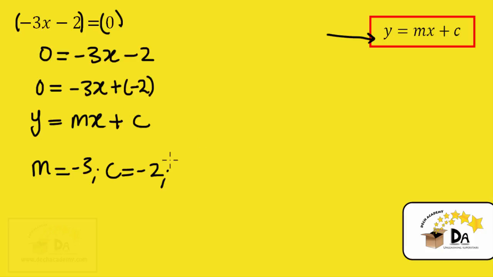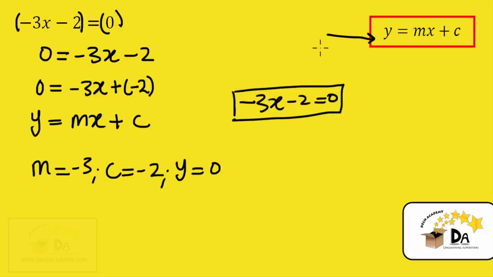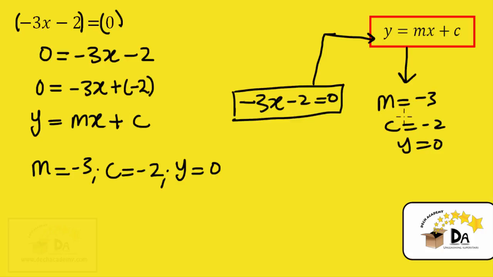Of course, y is 0. So the given equation, which was minus 3x minus 2 equals 0, is simply an instance of this general form where m is minus 3, c is minus 2, and y is 0. And you can easily obtain this equation by replacing m with minus 3 in the general form, c with minus 2 in the general form, and y with 0. Doing so gives 0 equals minus 3x minus 2, which is the original equation we had in the first place.